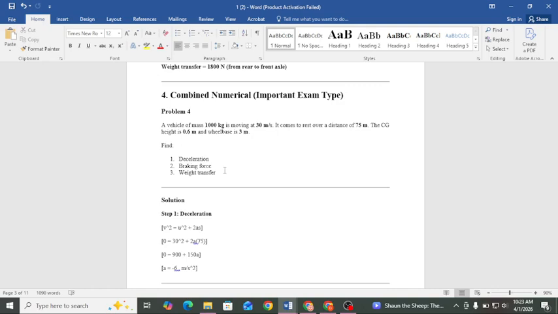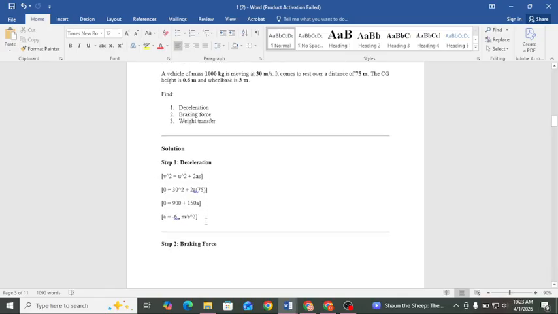To find the deceleration, the braking force and weight transfer, the solution is given here. With the help of the vehicle velocity and acceleration equation, v square is equal to u square plus 2as, where the required final velocity is 0, since the vehicle is stopping. The initial velocity is 30, so 0 equals 30 square plus 2 into a into 75. When we solve this, the deceleration is minus 6 meter per second square.